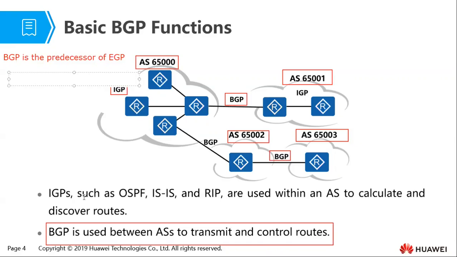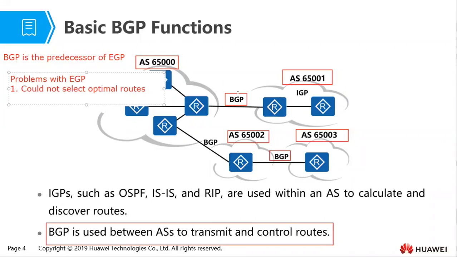Now, why did BGP replace EGP? So let's look at problems with EGP. EGP had two main problems. Number one, it could not select optimal routes. As we are going to learn with BGP, you can configure attributes so that packets can follow optimal paths to their destination. So that was one of the problems with EGP.